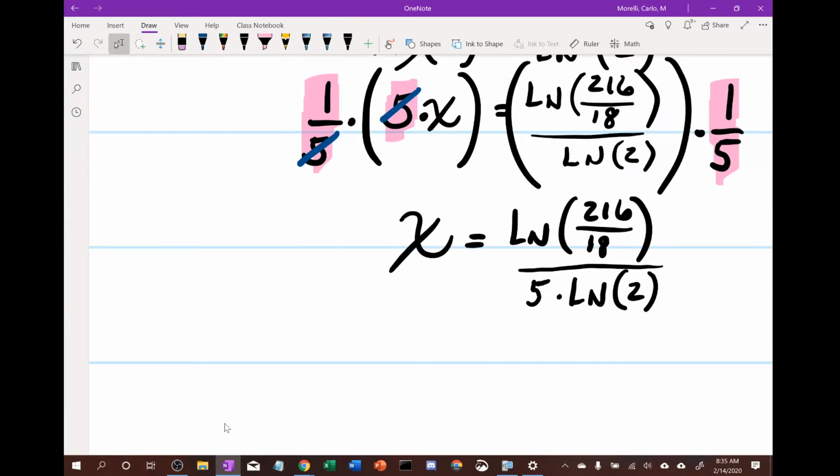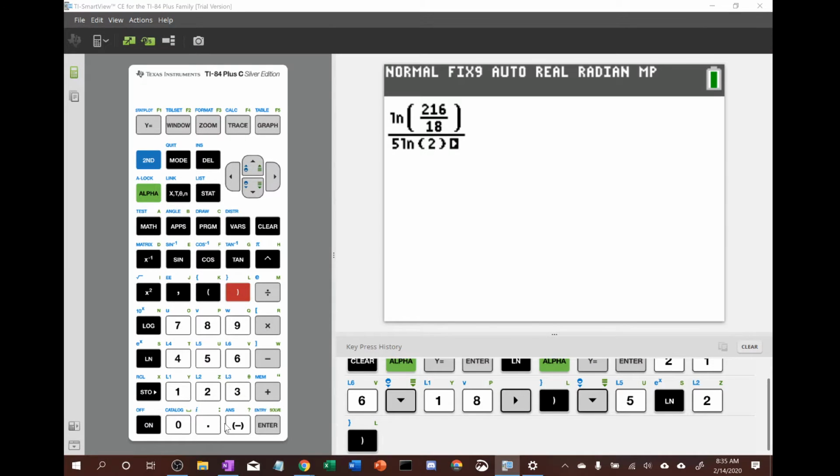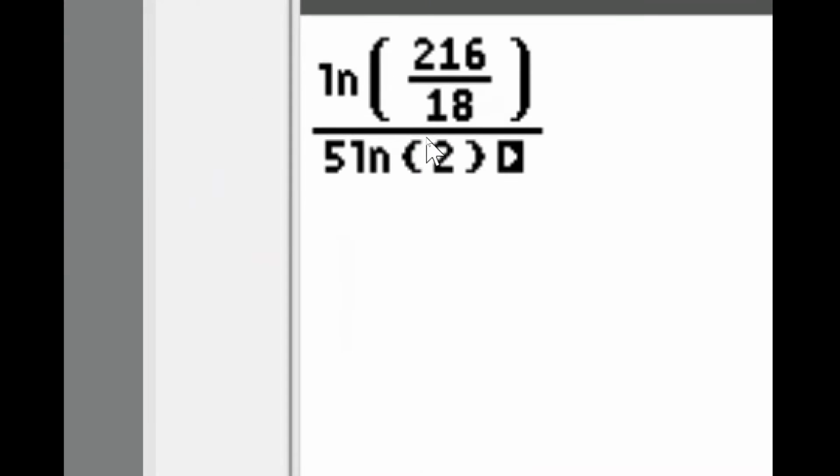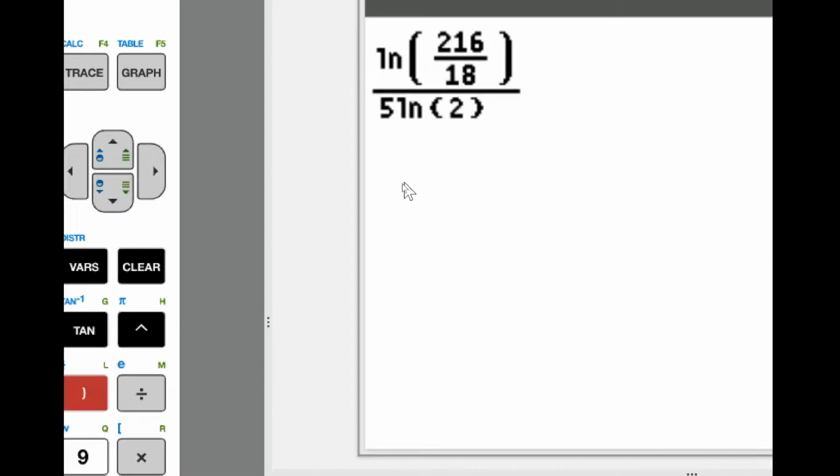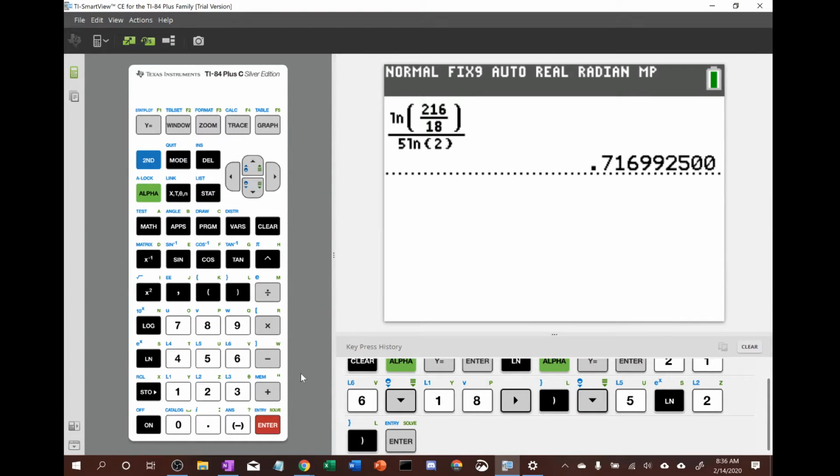Does that look like ours? Do y'all agree on that? Does y'all's look like this before we hit enter? And you could have hit 5 and then the multiplication symbol. It's going to do the same thing. Let's go ahead and hit enter and see what it evaluates out to.